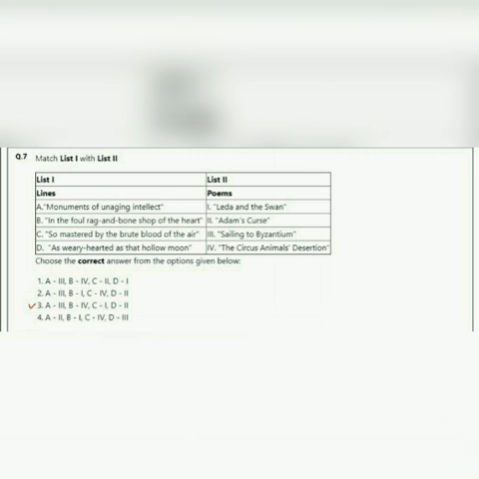The final lines, "as weary-hearted as the hollow moon." So, these lines are taken from the poem Adam's Curse. This poem was originally written by William Butler Yeats in 1904. So, in this poem, the poet is describing the difficulty of creating something beautiful. The title alludes to the book of Genesis, evoking the fall of man and the separation of work and pleasure. So, the right option here is option number 3.